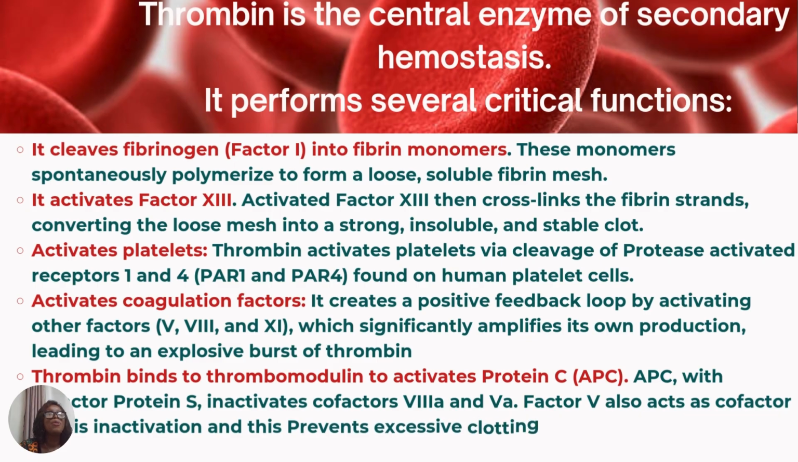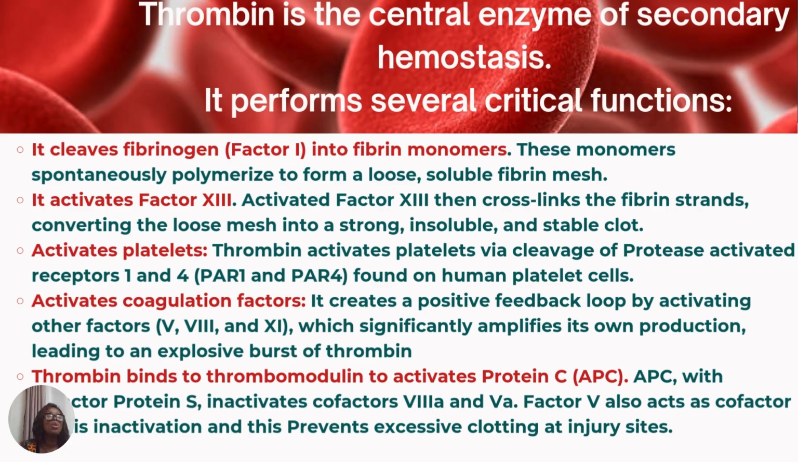Number two, thrombin also activates factor 13. When thrombin activates factor 13, the activated factor 13 goes on to cross-link the fibrin strands that have already been formed, converting the loose mesh into a strong, insoluble, and stable clot. Now we have another function: thrombin also activates platelets. Thrombin activates platelets via cleaving of protease activated receptors 1 and 4, found on the human platelet.